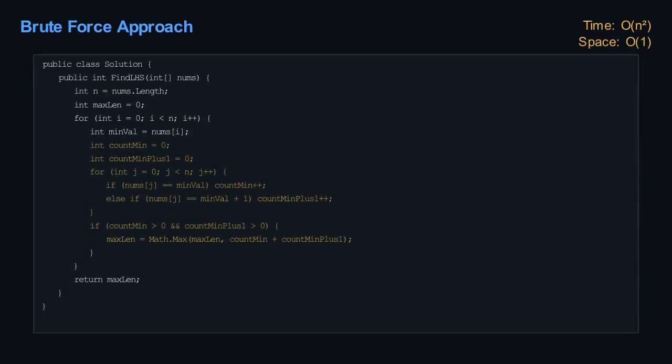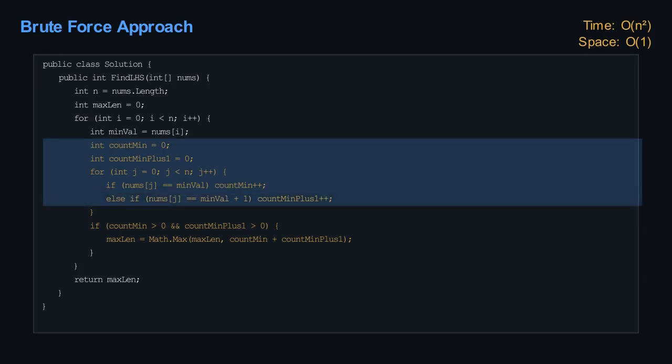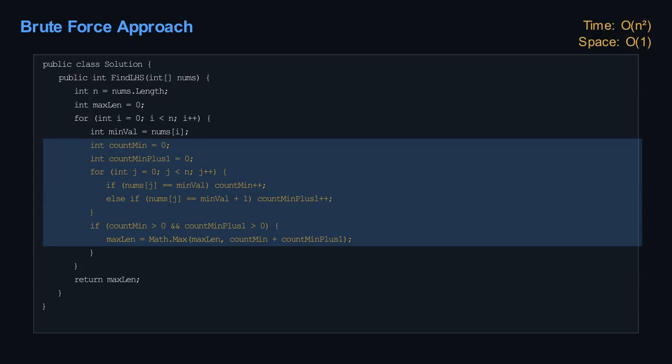The straightforward way is to pick each element as a possible minimum, then scan the whole array counting how many times that minimum and the minimum plus 1 appear. If both counts are positive, we update the answer. This double loop runs in big O of n squared quadratic time while using only constant extra space, which quickly becomes too slow for large inputs.